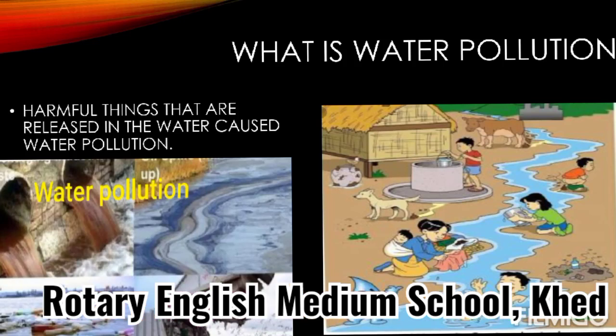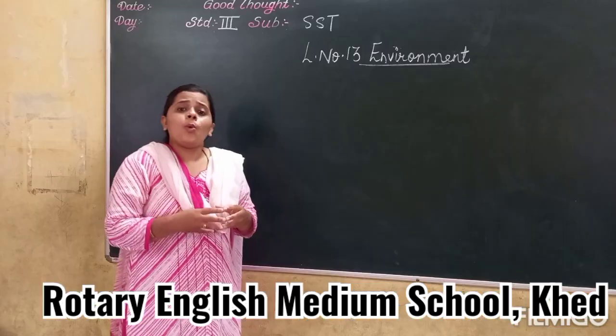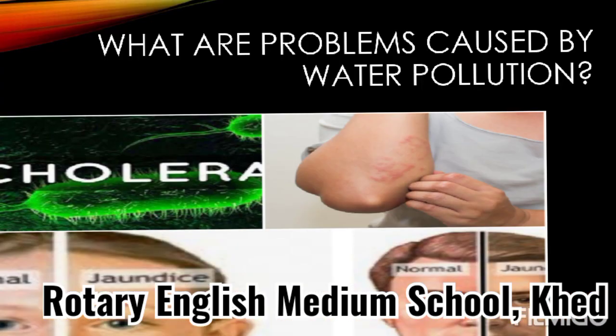Now let's discuss the second, water pollution. What have we learned about water pollution? Harmful things that are released in the water cause water pollution. So what are the causes of water pollution? Washing clothes, utensils and bathing near the riverside, this makes the water very dirty. What problems do human beings face because of dirty water? Like cholera, jaundice and skin problems.